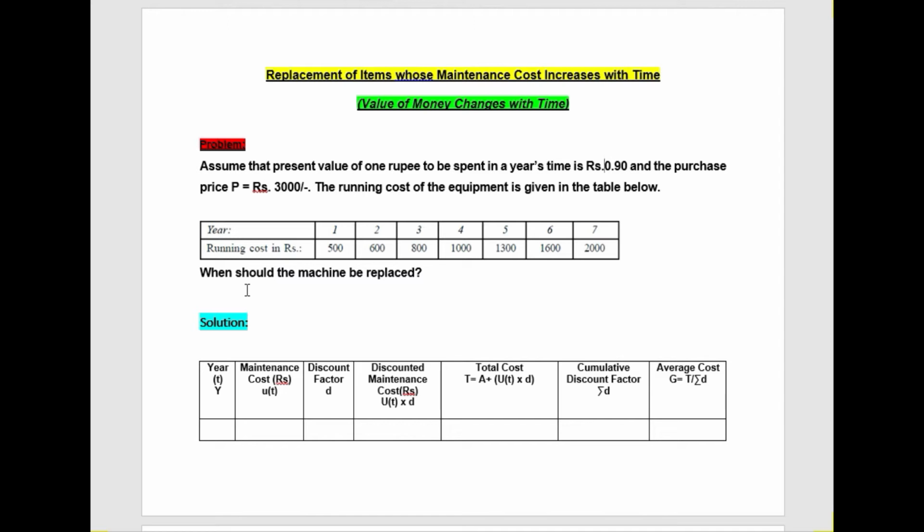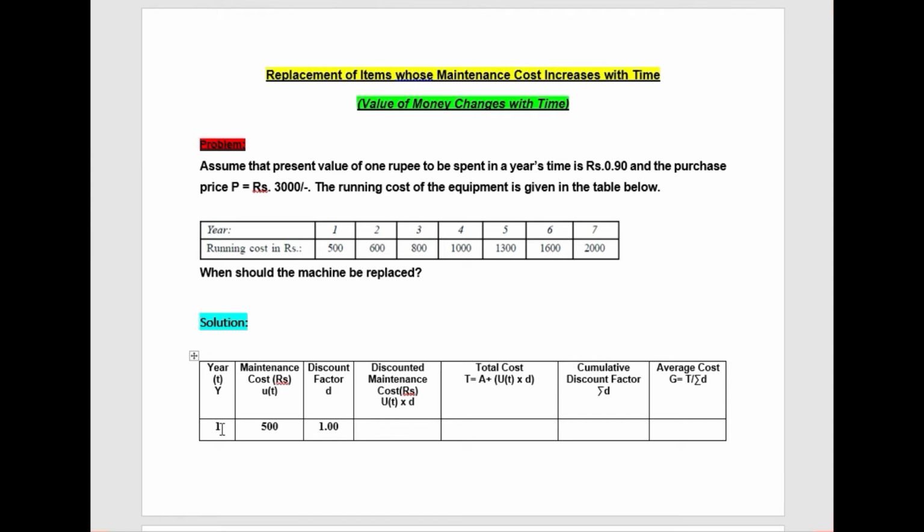We have to find out the time at which the machine has to be replaced. So make the table as we discussed in the previous videos. The first column is year, the first year, and the maintenance cost in that particular year is 500 rupees, and then the discount factor. As we know, for the first year the discount factor is 1.0 in all the problems. So for the first year the discount factor is not 0.90.